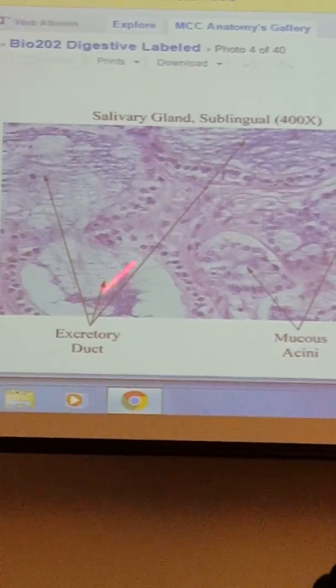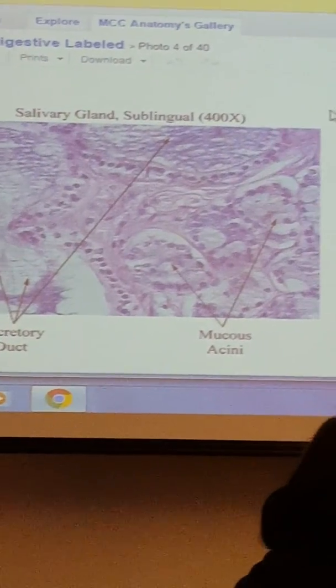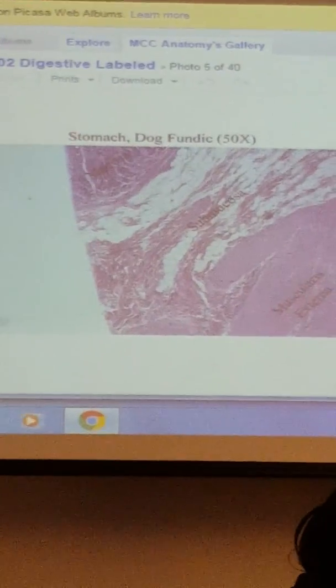None of those are fair for excretory duct. I don't like that slide at all. Never mind.